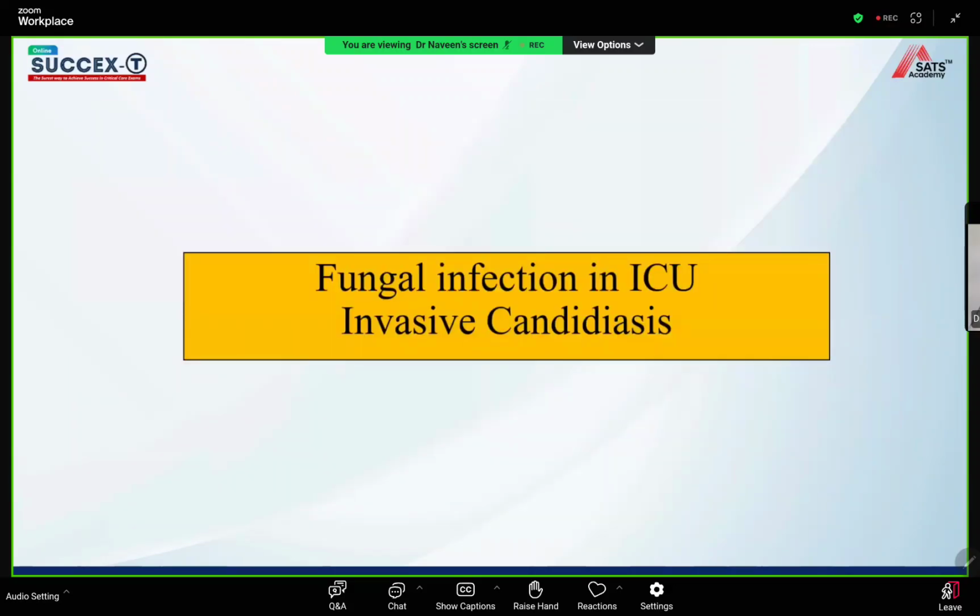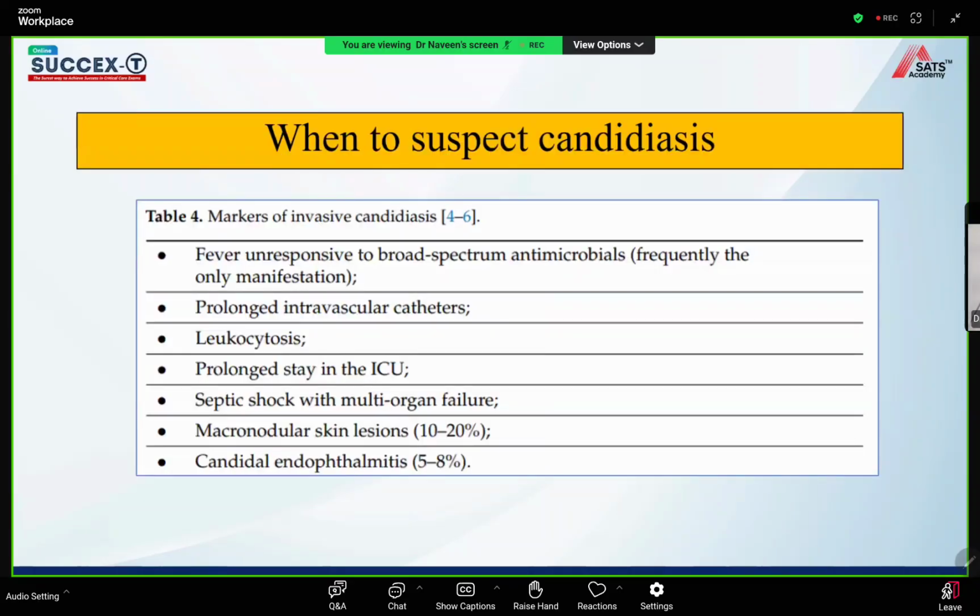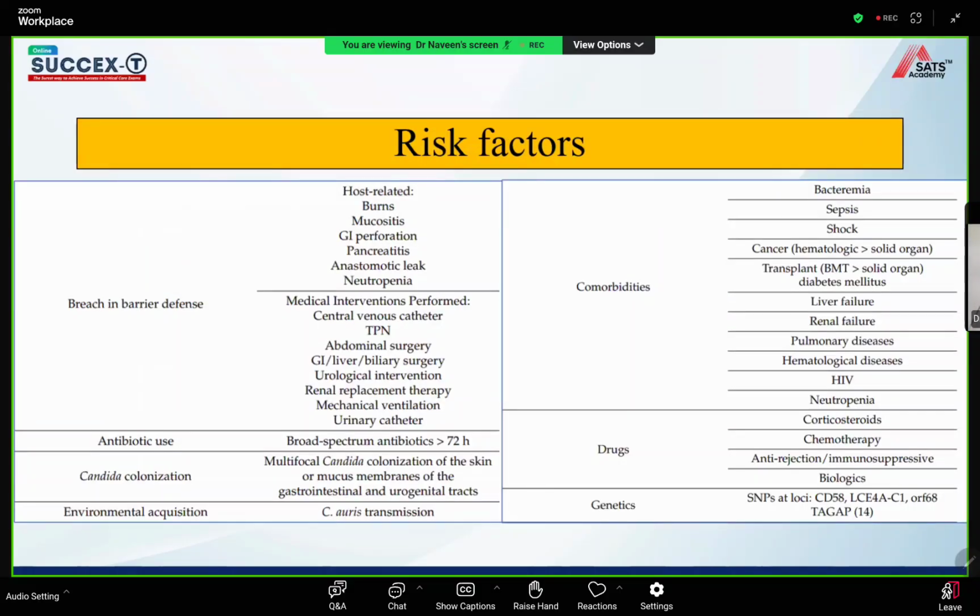And next, what I am going to discuss is fungal infection in ICU. Two things I have discussed are invasive candidiasis and aspergillosis. First, for invasive candidiasis, you have to know when to suspect candidiasis in an ICU. Whenever you have a fever which is not responsive to broad spectrum antimicrobials, as well as persistent leukocytosis for more than 48 hours, then you have to suspect invasive candidiasis, especially when a patient has risk factors like IV catheters, dialysis, TPN, prolonged stay in ICU, multiple organ dysfunction, and especially skin lesions in the form of micronodular lesions, as well as Candida endophthalmitis. These are the classical risk factors which you can go through.